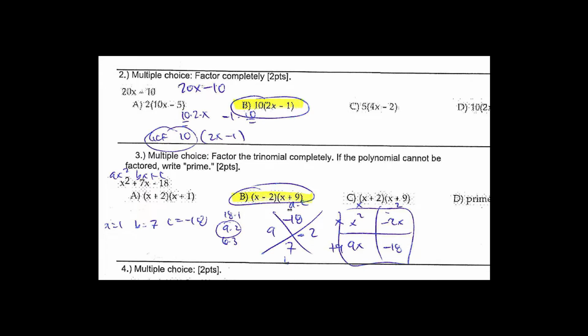Now, if this puzzle did not work, then it would be called a prime factor, and a lot of students usually guess on that, so don't pick that unless you for sure know that it does not work.